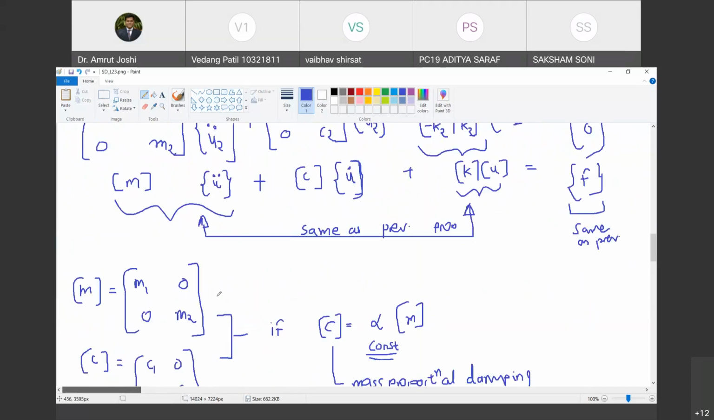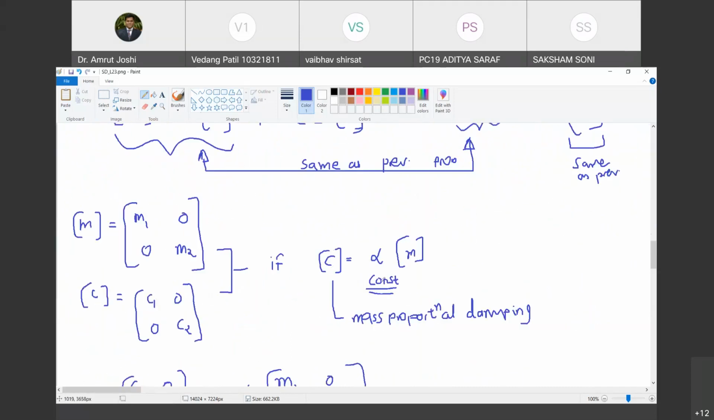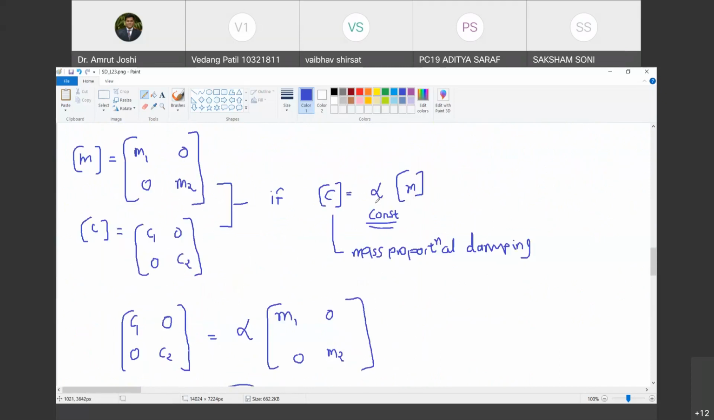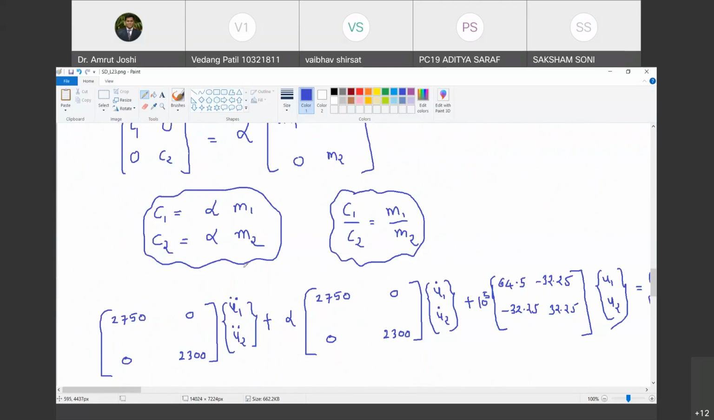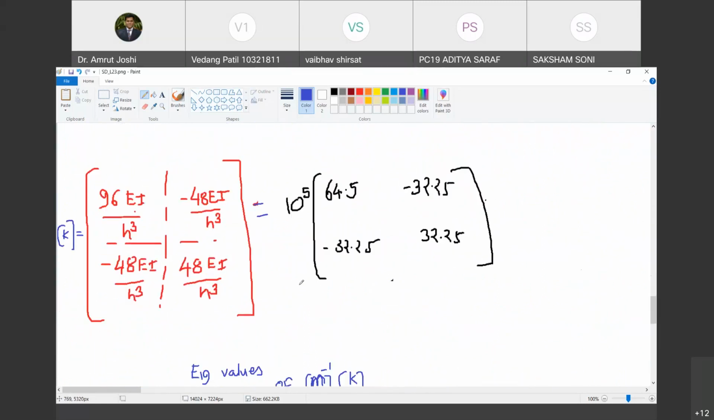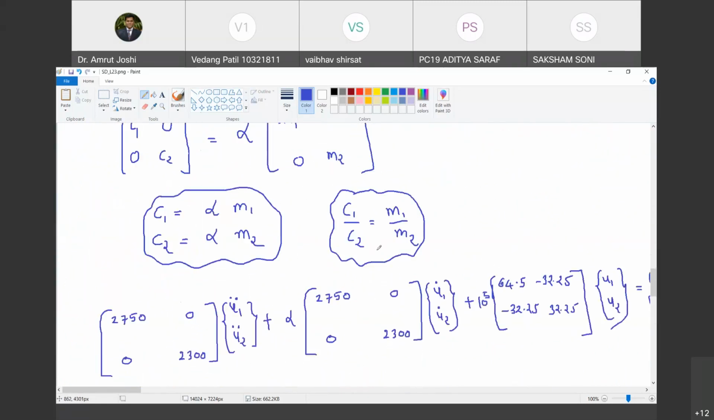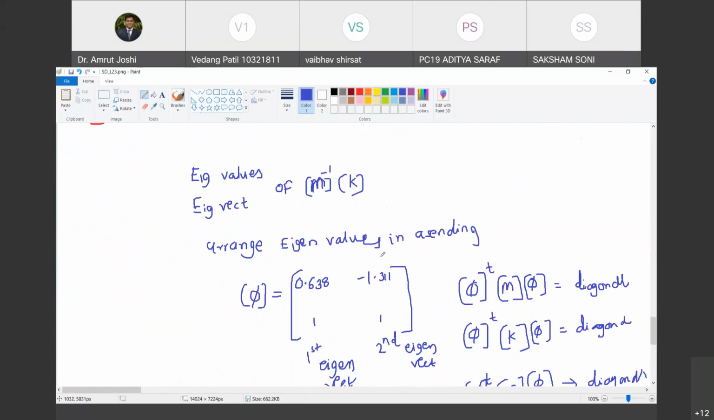Like we did last time: C is equal to alpha, which is a constant or scalar, times M. How to evaluate this constant? The onus is on engineers, through experiments. Are you with me? So C is equal to alpha times M. But when C is equal to alpha times M, we proved that the transformation also diagonalizes the C matrix. We proved this last time. Are you with me?